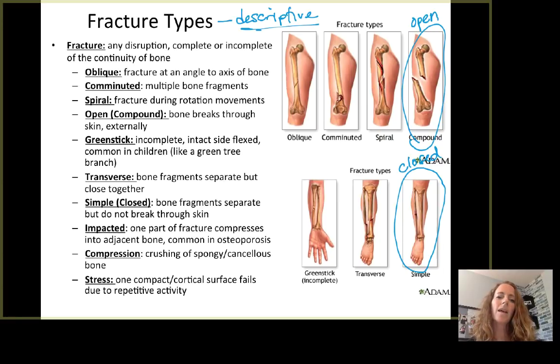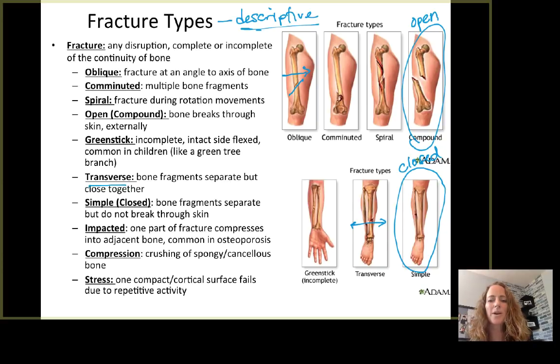That's really important because if it has opened up to the environment, then that can be high risk for infection, and that's going to be immediately, almost always, aggressively surgical to clean out. You will also then see descriptive terms for what direction the break occurs. So oblique is at an angle to the long bone. Spiral will be rotated, a fracture during rotation movements. You'll have transverse, which is where it's across, straight across, with respect to the long bone.